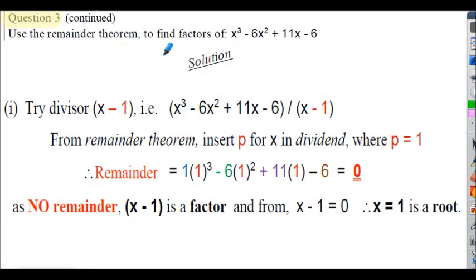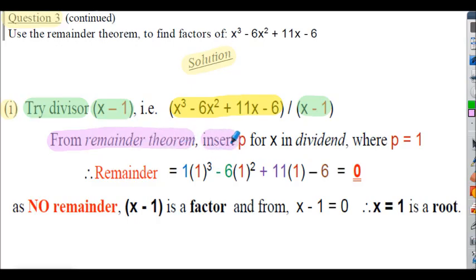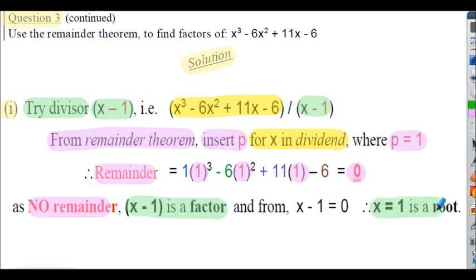Question 3, solution continued. Here's part 1. So let's try a divisor of x minus 1. So here's our cubic dividend divided by x minus 1. Applying remainder theorem, inserting p for x in the dividend, noting that p is equal to positive 1. Positive 1 replaces the x in the dividend above. We find the remainder is 0. So no remainder, so x minus 1 is a factor, and x equals 1 is a root.